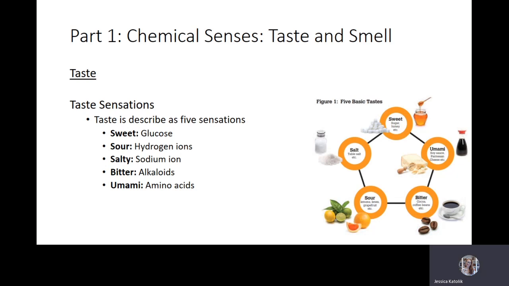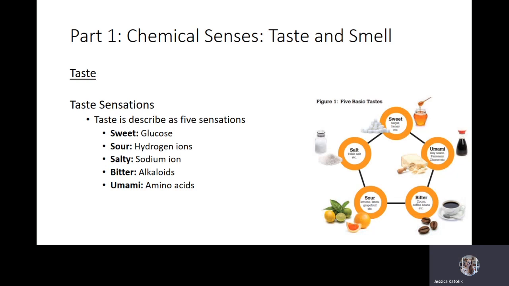And the last one is umami. Umami is a newer discovery. Umami actually is going to taste for things that are meaty or savory. And umami actually identifies amino acids, specifically glutamate in food. And it was discovered in the 80s, and umami translates from Japanese to English as delicious.